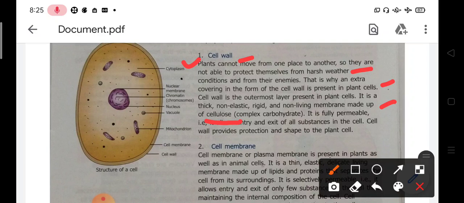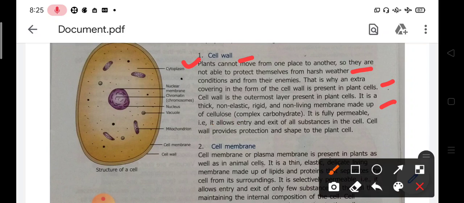You know that when we tear a leaf or tear out a stem, what will happen? Long thread-like structures come out. These are fibers. And we say that a plant is rigid and tough. This toughness is provided by cellulose, which is a carbohydrate.